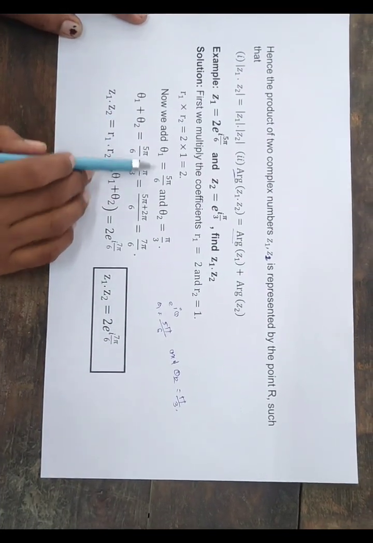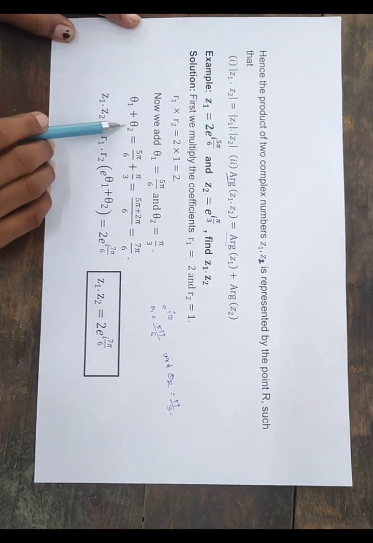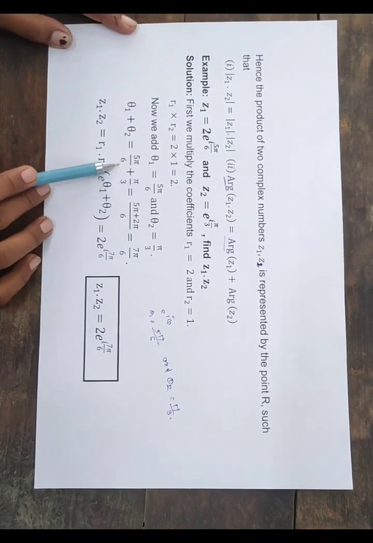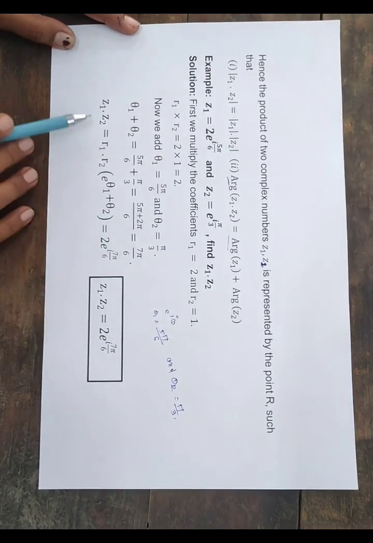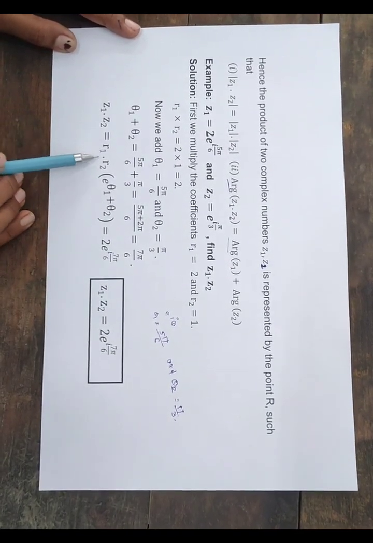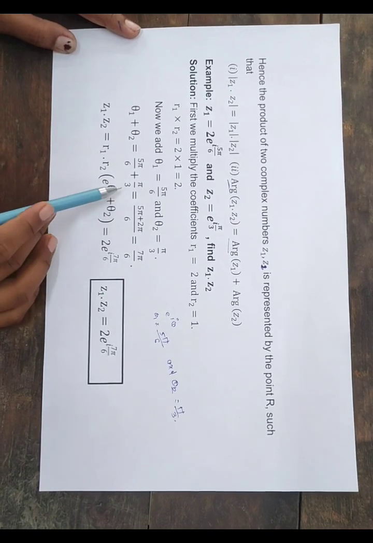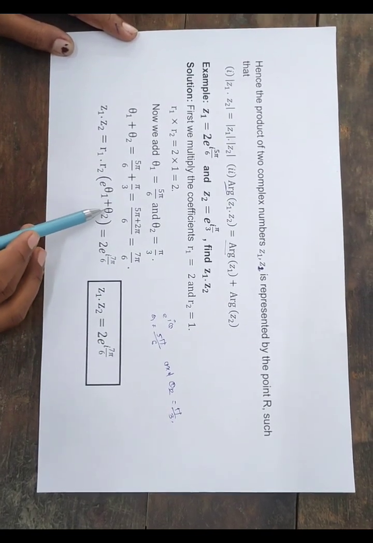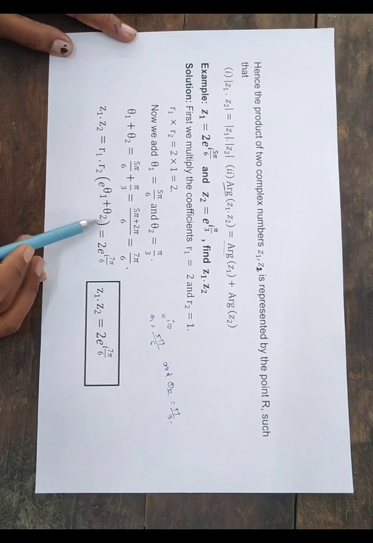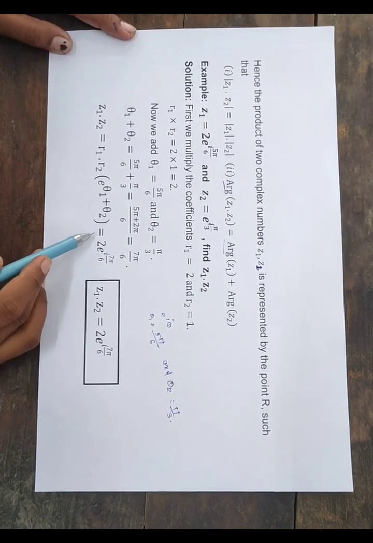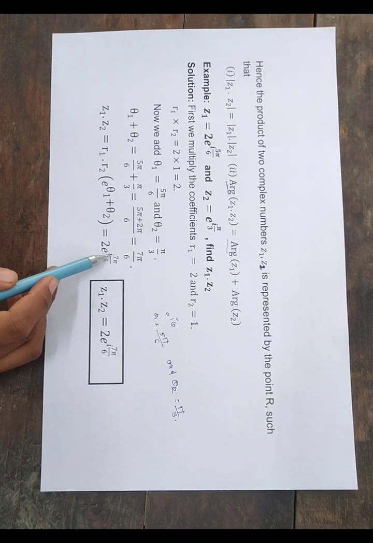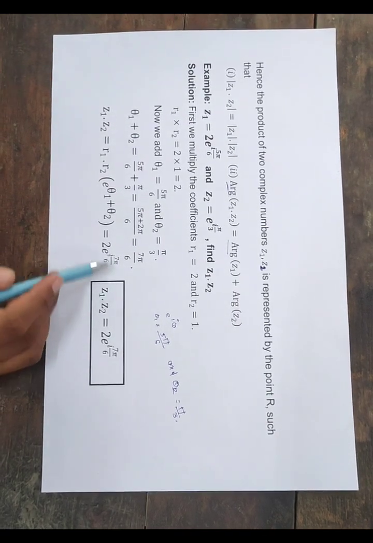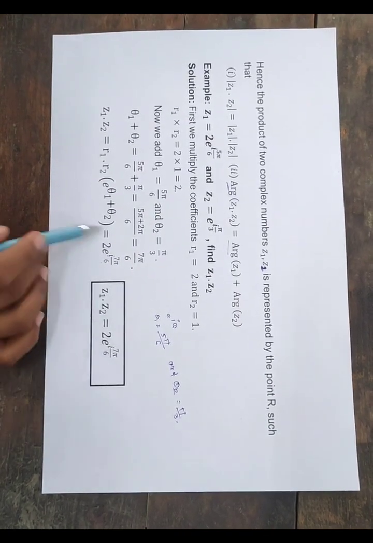Now we are adding theta 1 and theta 2. Theta 1 plus theta 2 is equal to 5 pi by 6 plus pi by 3, which is equal to 7 pi by 6. Z1 dot Z2 is equal to r1 dot r2 into e to the power i (theta 1 plus theta 2). It is equal to 2 into e to the power i 7 pi by 6, and this is the final answer.